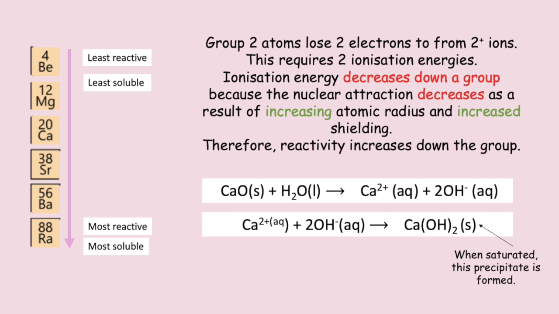The oxides of group 2 elements react with water to release OH- ions. They are only slightly soluble in water. When the solution is saturated, a metal hydroxide precipitate will form.